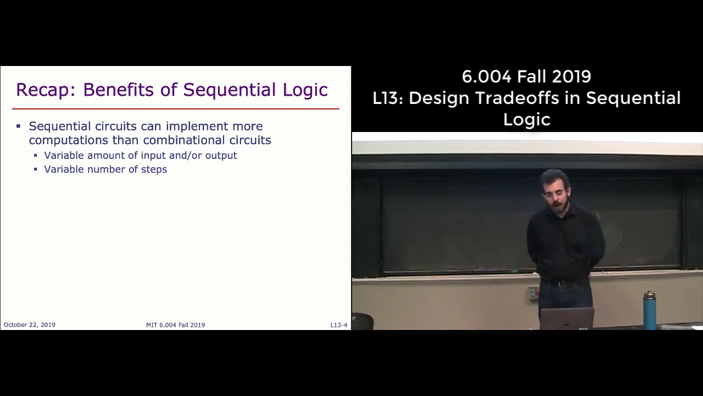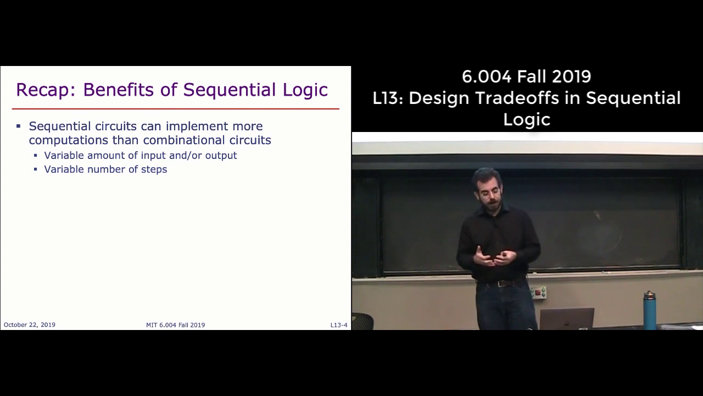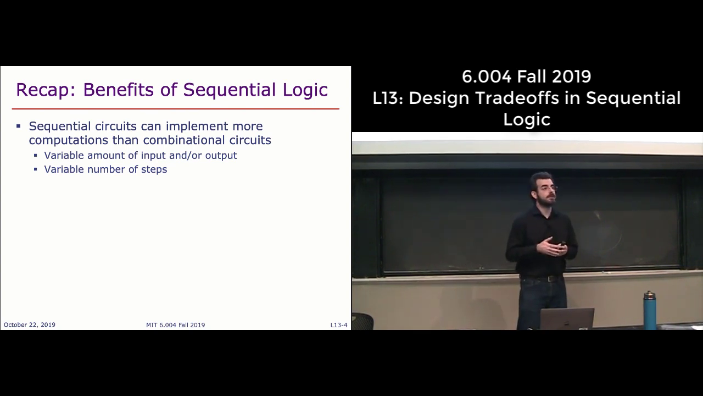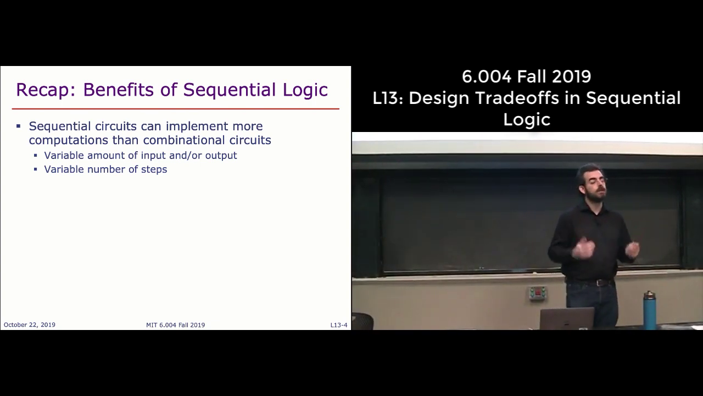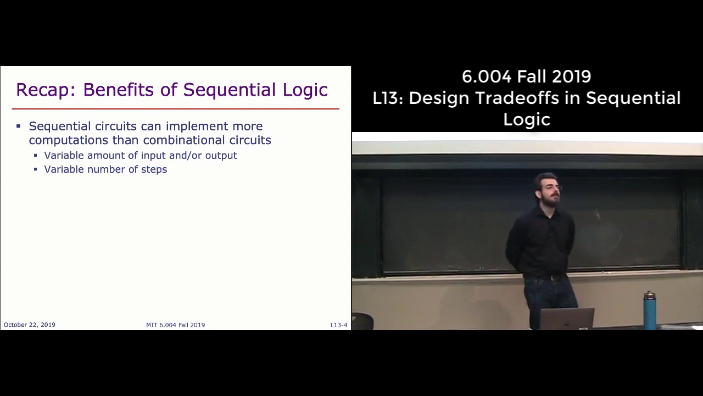Okay, so over the past 2 lectures, we've seen different benefits of sequential logic, right? First, in lecture 11, we saw that sequential circuits can implement more computations than combinational circuits can. That is, there are some problems for which we can design an effective sequential circuit, things like find me the factorial of a number, or the GCD of 2 different numbers. But we cannot write an efficient combinational circuit for it. And that's because either these circuits take a variable amount of input or output, or because they take a variable number of steps, right? And so we can't express a variable number of steps with combinational logic.